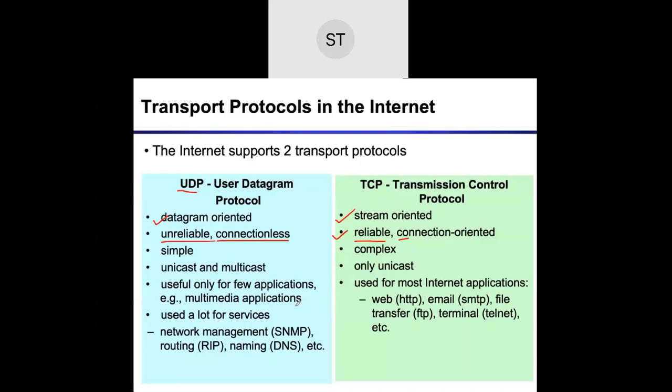Then UDP is supporting unicast and multicast, both the things, whereas TCP is supporting unicast only. Because it is a connection establishment, that's why it is a one-to-one connection. In UDP, I'm not establishing any connection prior to the communication. That's why I am able to have flexibility to carry out multicast communication. It is useful for a few applications like multimedia applications.